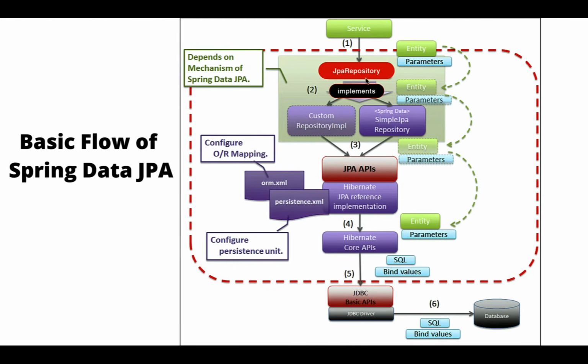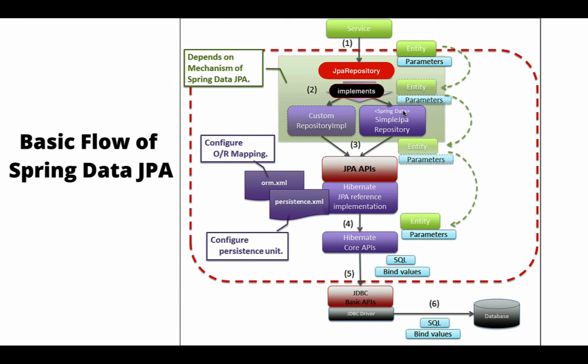The second step is that JpaRepository is just an interface, and there should be an implementation for the JpaRepository interface and its methods, right? Spring Data JPA provides the SimpleJpaRepository class, which implements the JpaRepository interface as well as its methods. Spring Data JPA also provides flexibility to write your own custom repository implementation class. Alright, so consider that in this flow we are using the SimpleJpaRepository class which implements the JpaRepository interface. So this is the second step.